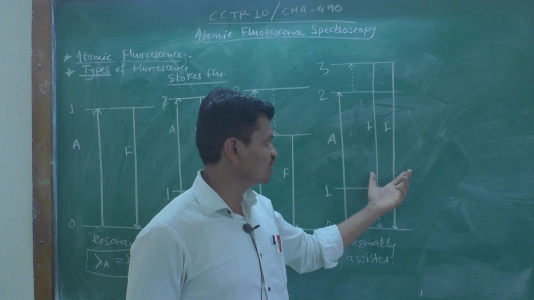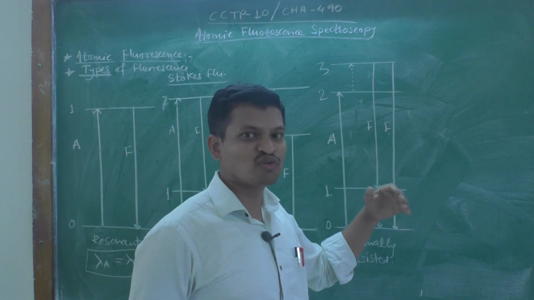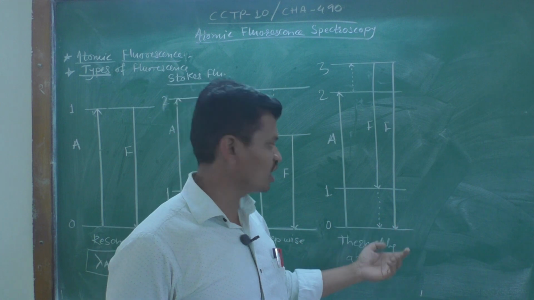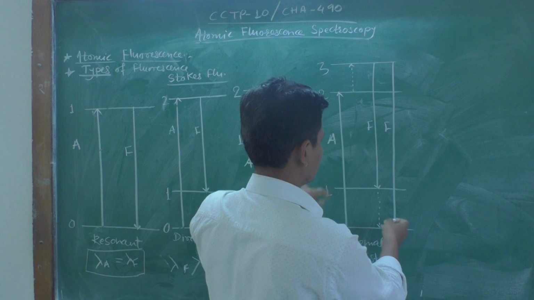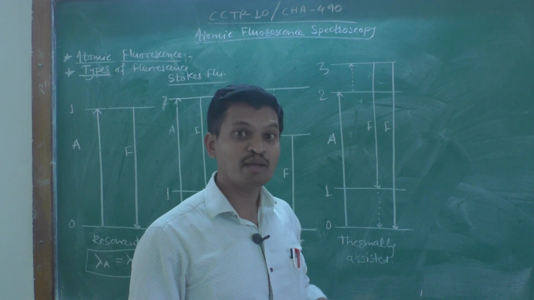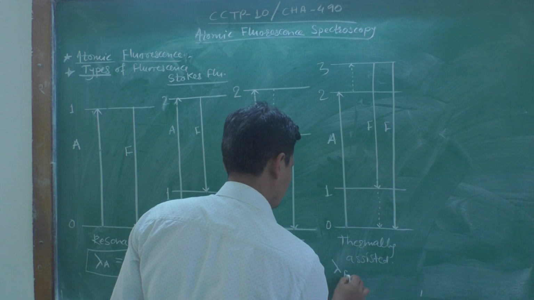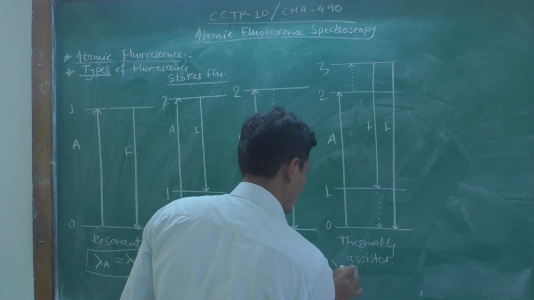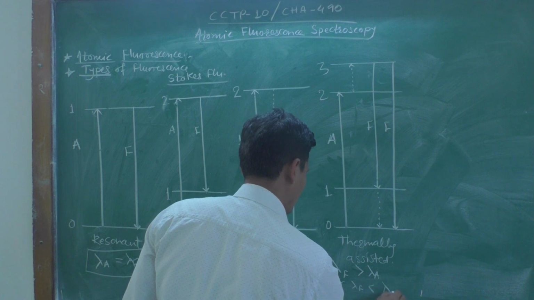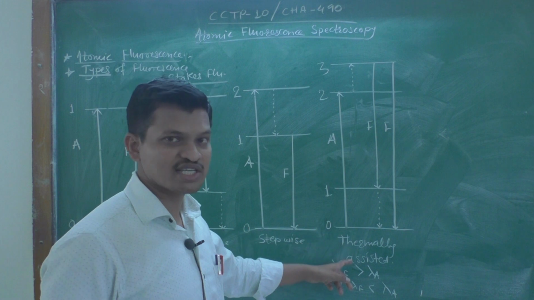So due to these two possibilities, the wavelength of emitted radiations, that is fluorescent radiation, may be longer or may be shorter. Due to the two chances, the wavelength may be shorter or longer than the absorbed radiations. So here we can say that lambda, the wavelength of fluorescent radiation, may be greater than the absorbed radiation, or lambda F may be less than lambda A. This is the case possible in thermally assisted atomic fluorescence.